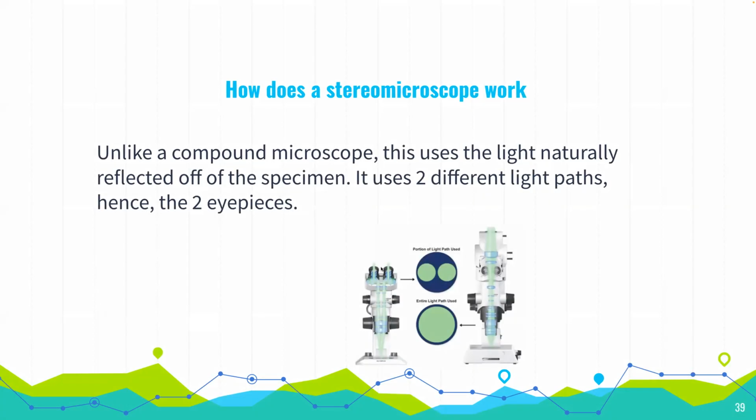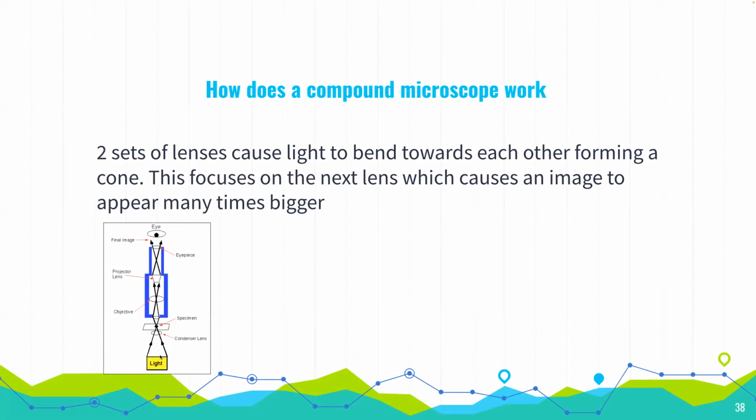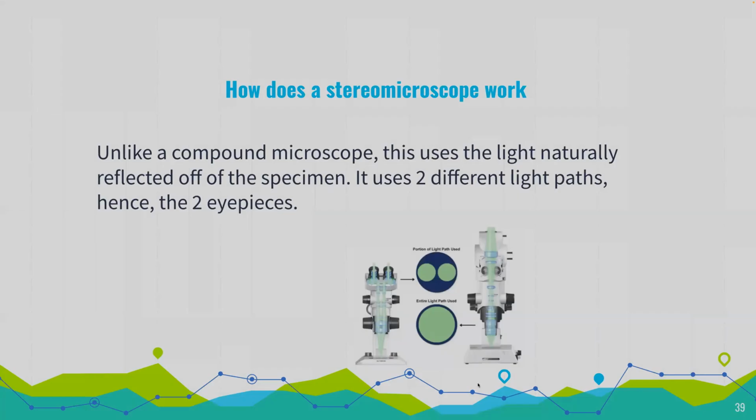All right, so the stereo microscope, the boring one. Unlike a compound microscope, this actually uses two light paths reflected, and over here there's a light.